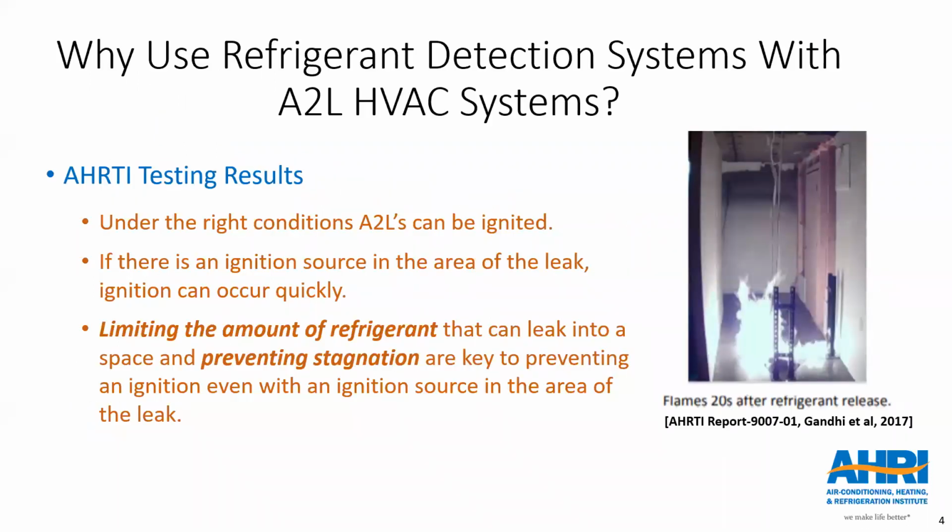Thank you, Xudong. Before we jump into the specifics on detection and sensors, I think it'd be good to go over why detection is one of the key tools in the safety standards toolbox. As we learned in the first webinar in this series, if enough A2L refrigerant leaks into a space, an ignition source such as a candle can initiate combustion of the refrigerant in a very short time. We also know that ignition can be prevented by limiting the amount of refrigerant that can leak into the space and by not allowing stagnation of the refrigerant that does enter the space. This keeps the refrigerant diluted and eliminates any pockets of refrigerant above the lower flammability limit.